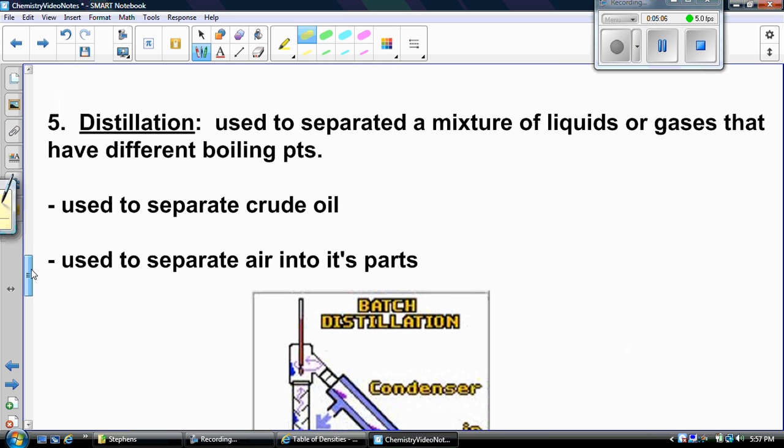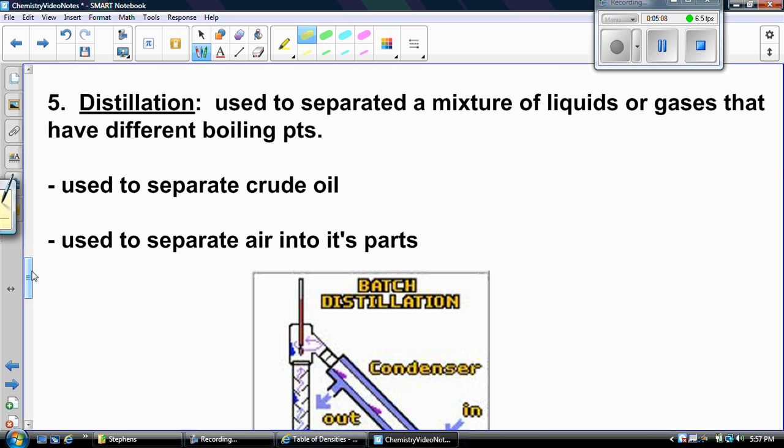The last technique is distillation. It's used to separate a mixture of liquids or gases that have different boiling points. If they're all liquids, they could be the same color, so we can't tell, like alcohol and water are the same color. I'm talking about rubbing alcohol. They're the same color, so if we mix them together, we can't tell how to separate them. But rubbing alcohol and water have different boiling points, so we can boil that mixture and separate them out.